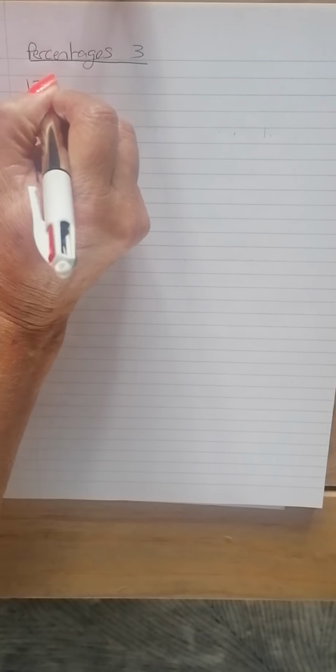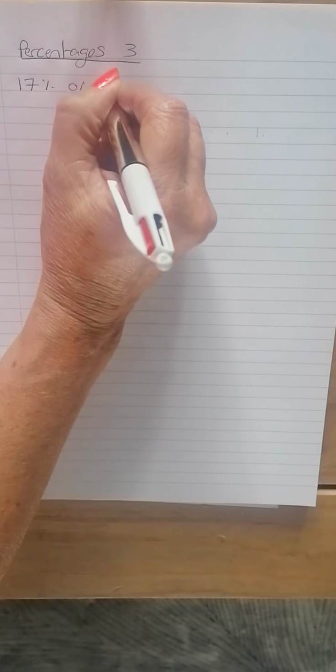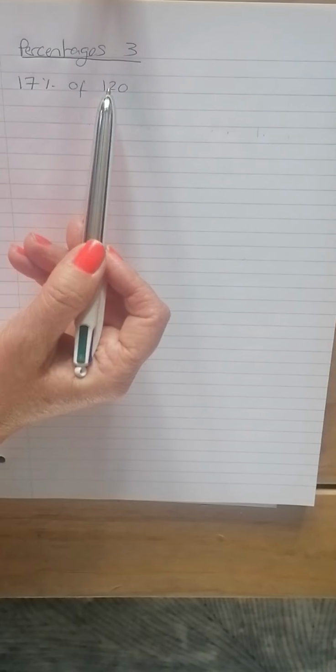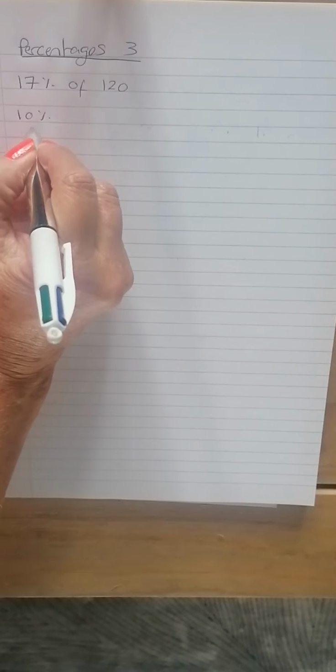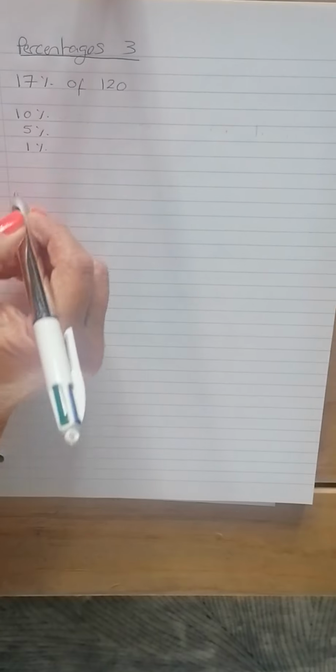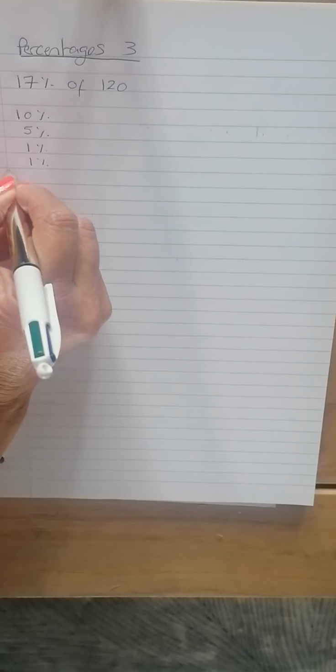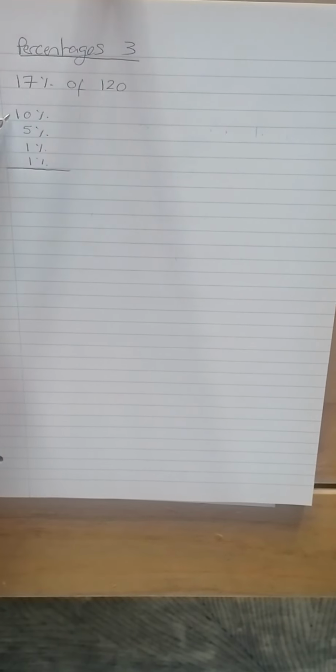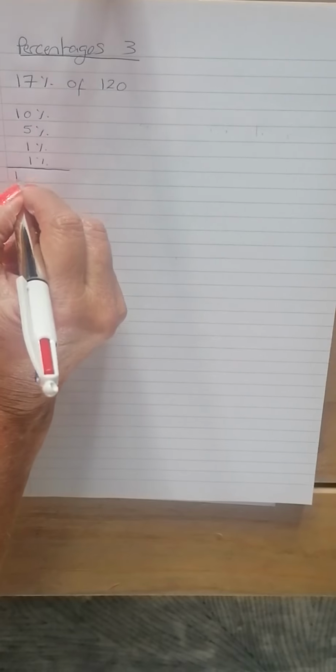So let's find numbers like 17% of 120. Obviously these are questions that you're not allowed to use calculators on, so this will be a non-calculator paper. So 17% of 120. You need to know how to find 10%, 5% and 1%. But if you look at these, I've put two 1% because these will now add up to 17%.